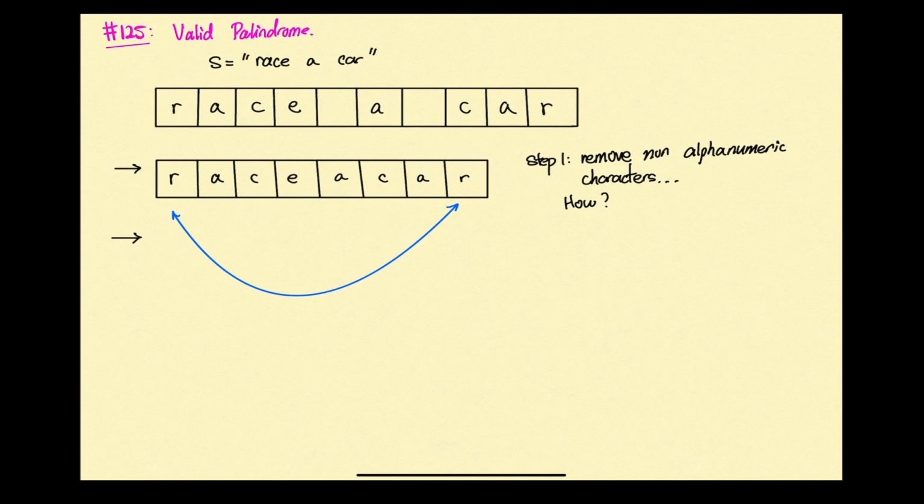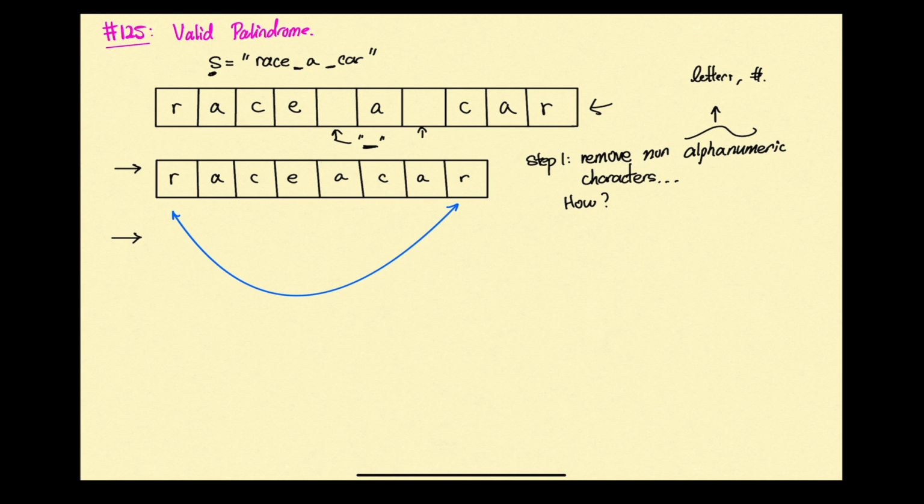So we have a given string s, and here we have "race", here is a space, "a", here is a space, "car". So I put this in an array, and you can see this. These guys are all spaces, right? Okay, so to find the valid palindrome, in this case we want to first remove any non-alphanumeric characters. This means we can have letters and numbers. So given this, how should we remove any characters that are not alphanumeric?